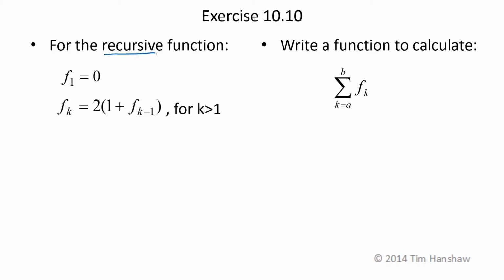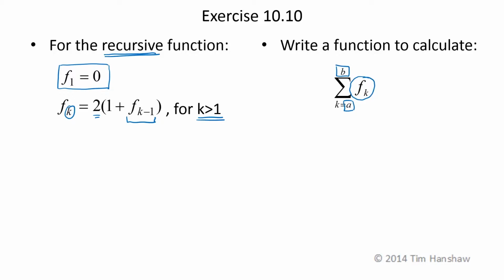We're given this recursive function. The first value in the sequence is always 0. For any value after that, for k greater than 1, the kth value depends on the previous value. I add 1 to the previous value and multiply that quantity by 2. What I want to do is find the sum of these from k goes from a to b.